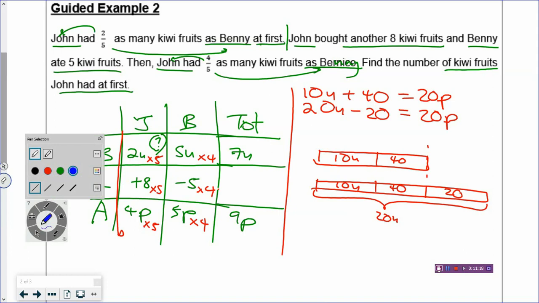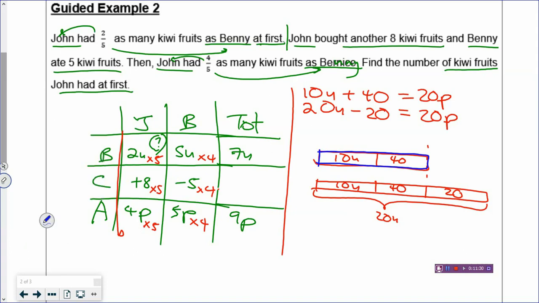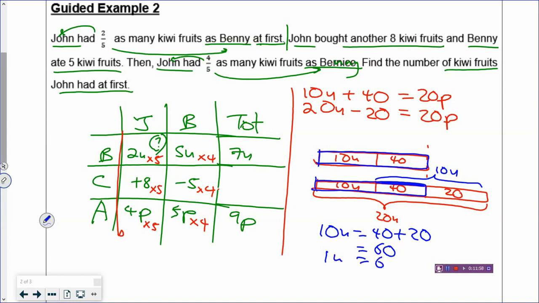Okay, alright, so let's recap. 10 units plus 40 gives you 20 parts, which is the whole rectangle. 20 units, which is the longer rectangle, and you cut away 20 or minus 20, that gives you the same blue rectangle, which is also 20 parts, right? So your 20 parts is the blue rectangle. Once you've done that, you can see how many units is how many. 20 units minus 10 units, you get 10 units. So 10 units is equal to 40 plus 20, which is 60. So your 1 unit is 60 divided by 10, which is 6.